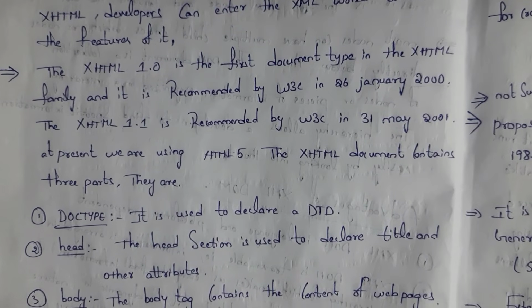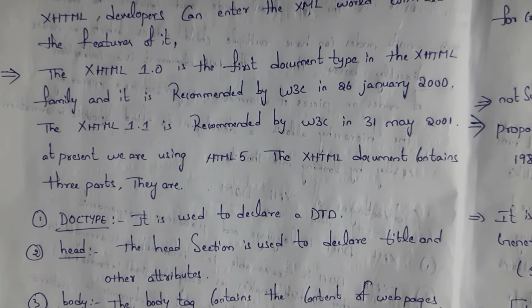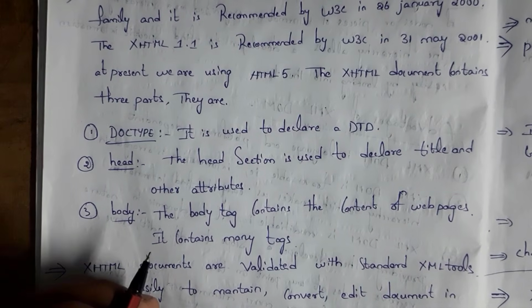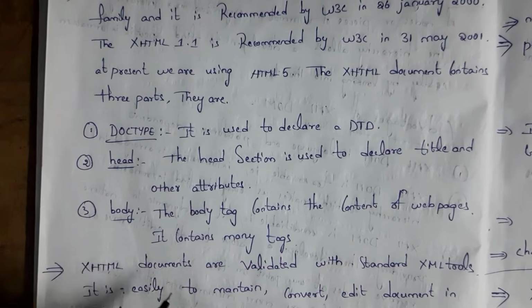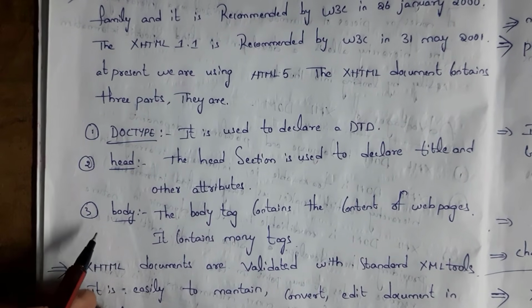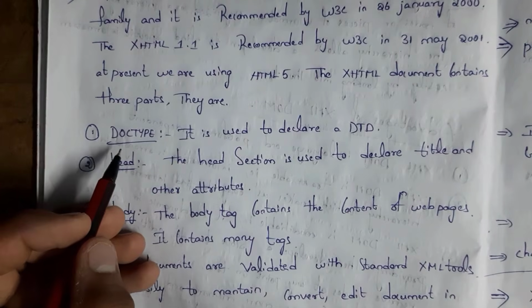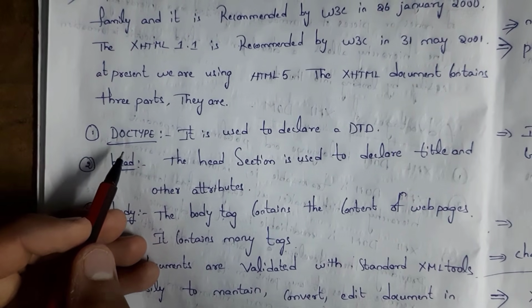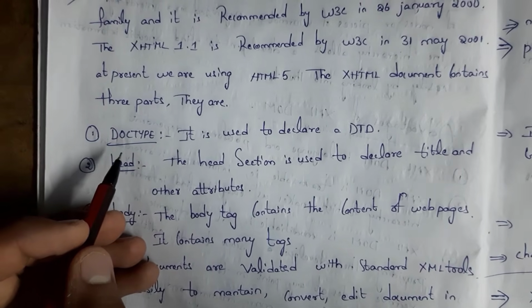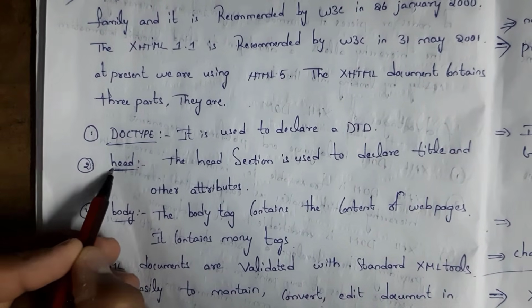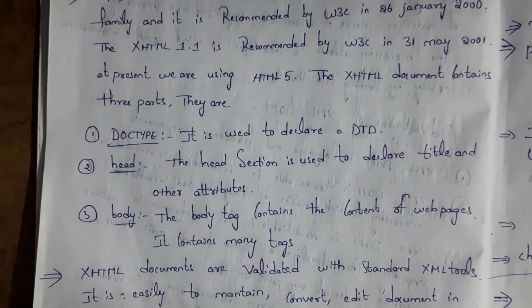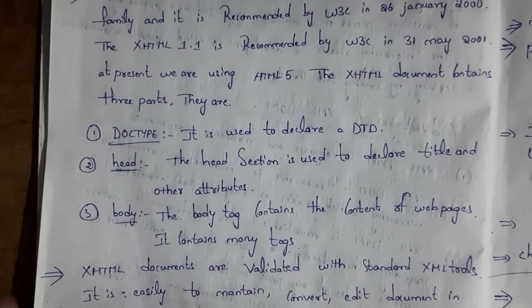At present, we are using HTML5. This is the latest version of XHTML. Same as HTML, XHTML also contains three parts. First one is document type, second one is head, and third one is body. Document type represents what version of XHTML we are using, for example, version 1.1, etc. Similarly, head represents the title. We need to write the title inside head and we need to write the actual content inside body. These are the three parts in XHTML.